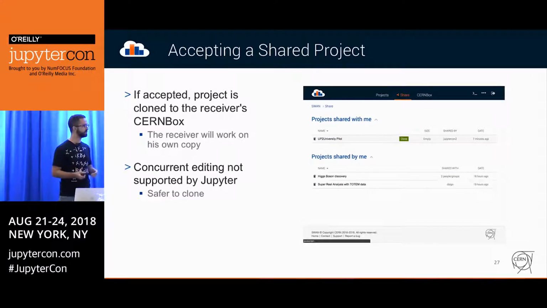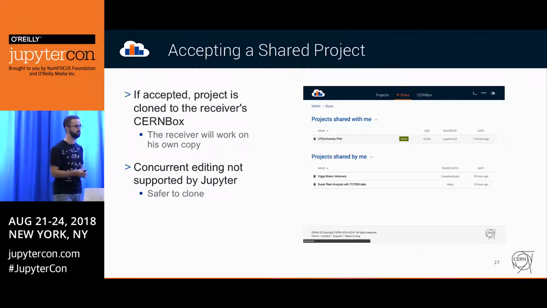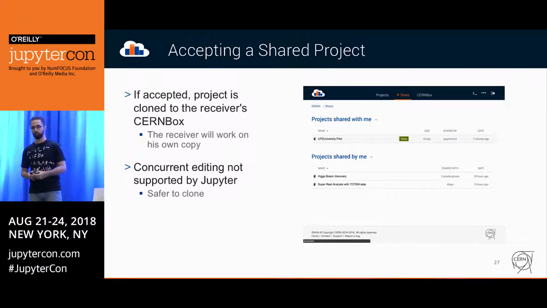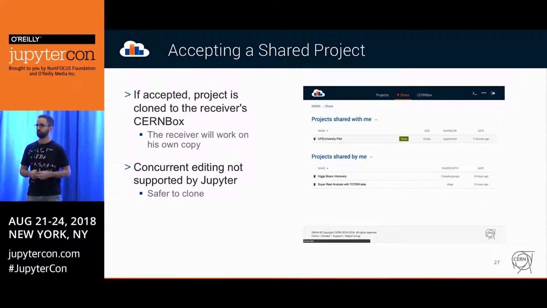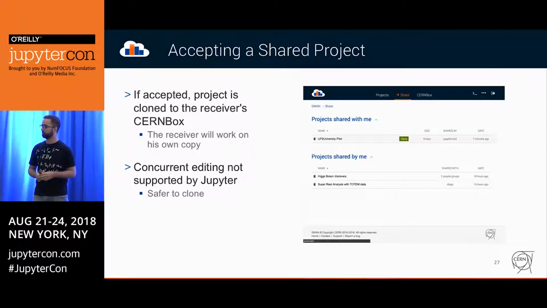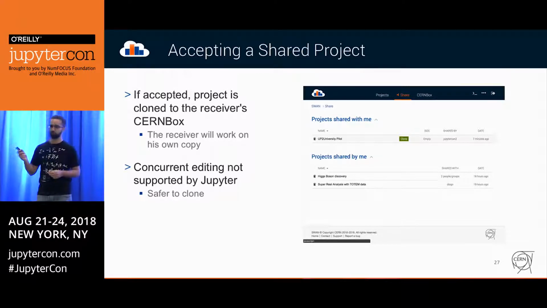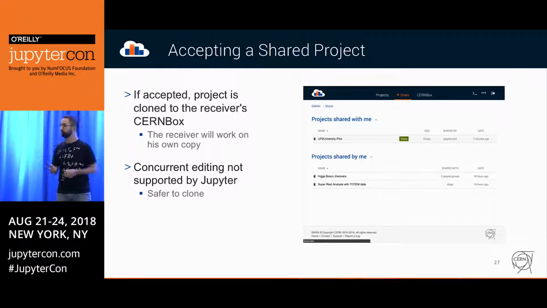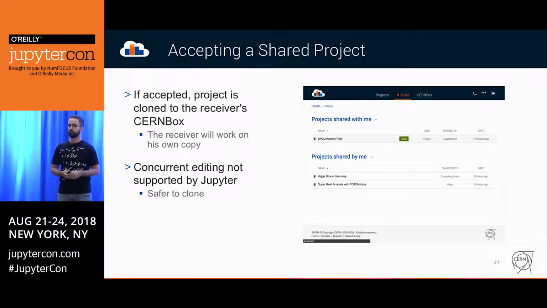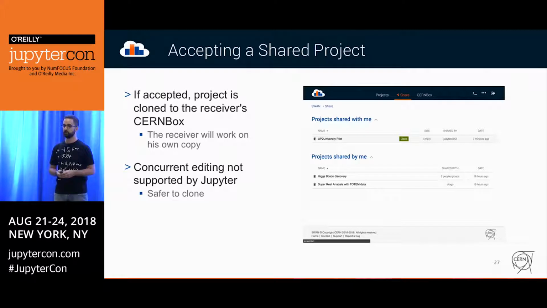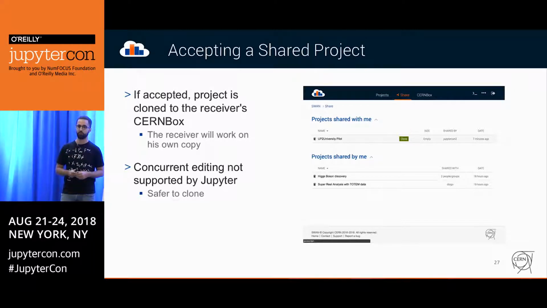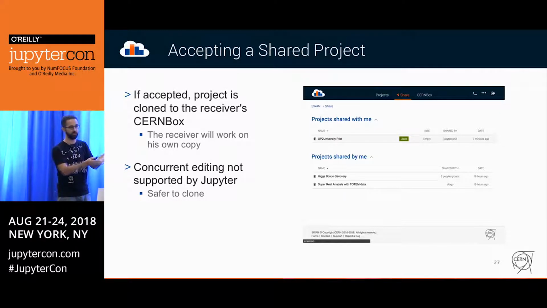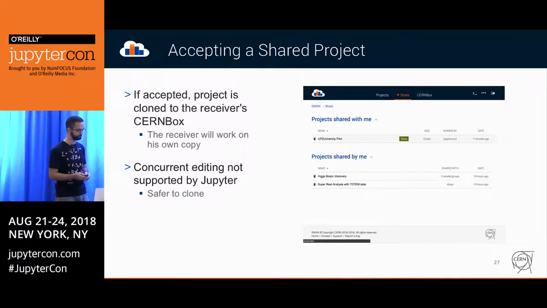And this is because we provide users the ability to clone projects into their own user space. So what they do is that they get a copy of this project inside their own CERNBox, and we do this for a simple reason. Currently, Jupyter doesn't allow concurrent editing, so it's much safer for us to provide this functionality through a cloning mechanism than by sharing the folder with two people at the same time.